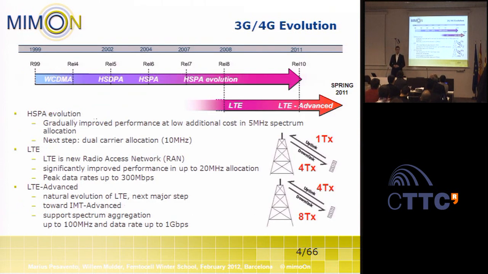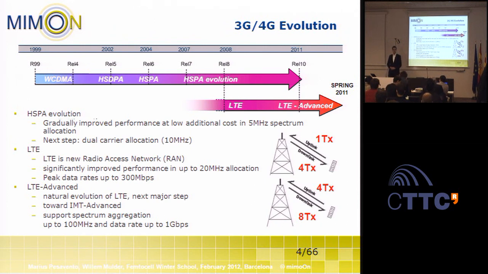If we look at the evolution of LTE and LTE-Advanced, we see that there's a constant increase of bandwidth and bandwidth efficiency. For example, in LTE the peak data rates that were targeted and actually achieved are up to 300 megabits per second, whereas in LTE-Advanced, where we operate on 100 megahertz, we can achieve up to 1 gigabit per second. This is achieved, of course, through the use of multi-antenna transmission techniques.